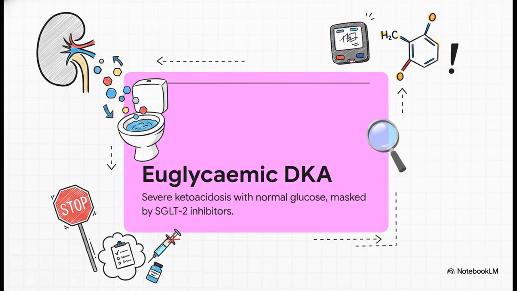Which brings us to a very sneaky, modern phenomenon known as euglycemic DKA. Normally, DKA comes with sky-high blood sugar, right? But SGLT2 inhibitors work by forcing glucose out through the urine. This means a sick patient can be in profound, life-threatening ketoacidosis, and yet their blood sugar looks perfectly fine on a monitor. The glucosuria completely masks the hyperglycemia. So the main takeaway here? Always check ketones in a sick patient if they are on an SGLT2 inhibitor.